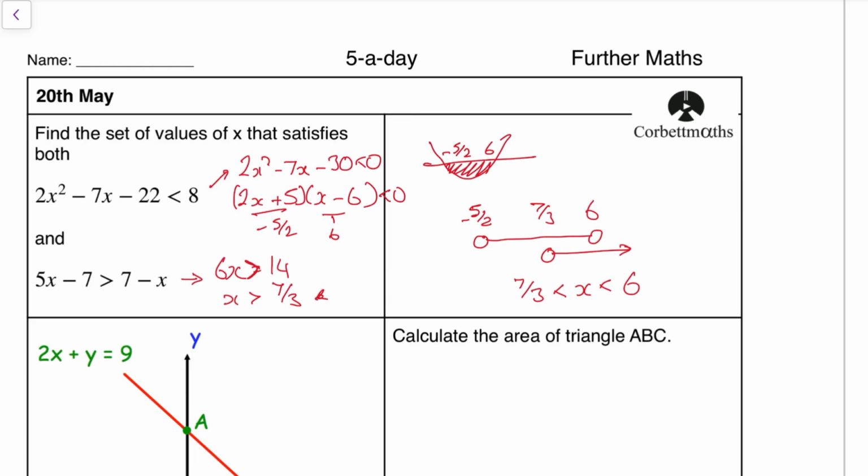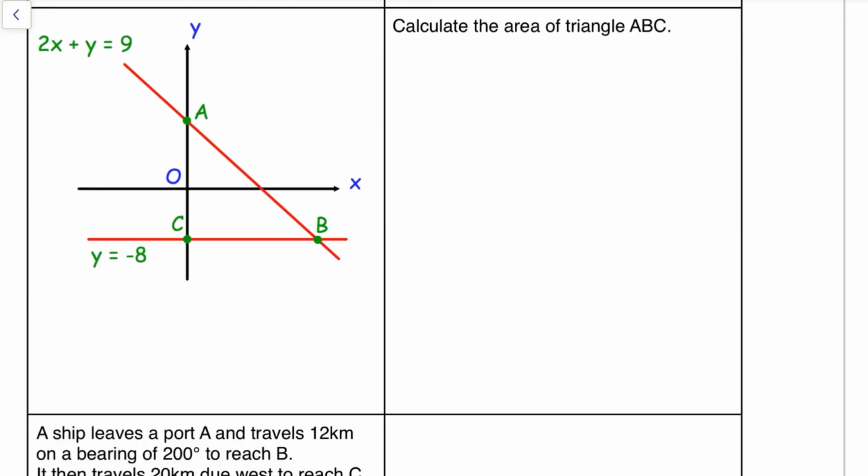Good question. Next question. Oh, it's one of these again. I like these questions. Let's just do as many points as we can first of all. A is where x equals 0, so therefore y equals 9, so (0, 9), not too bad. C, also relatively straightforward, is the point (0, minus 8). And B is where 2x plus y equals 9, but I know y is minus 8. So 2x minus 8 is equal to 9, which means that x equals 9 plus 8 is 17, divided by 2 is 17 over 2. So this point here is (17 over 2, minus 8).